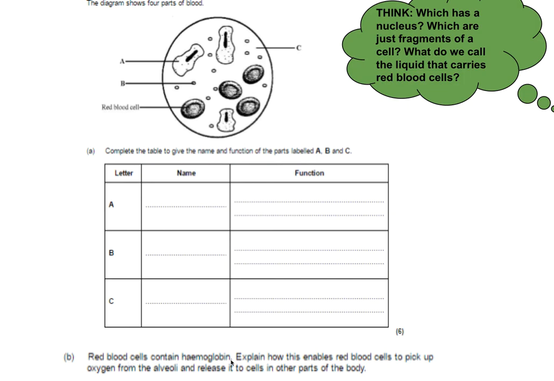And then part B, red blood cells contain hemoglobin. Explain how this enables red blood cells to pick up oxygen from the alveoli in the lungs and release it to cells in other parts of the body. We haven't talked about the alveoli yet, but oxygen from the lungs, you could read that as being. So 10 minutes on that, stop the video, do the question, and then check your answers on the next slide.